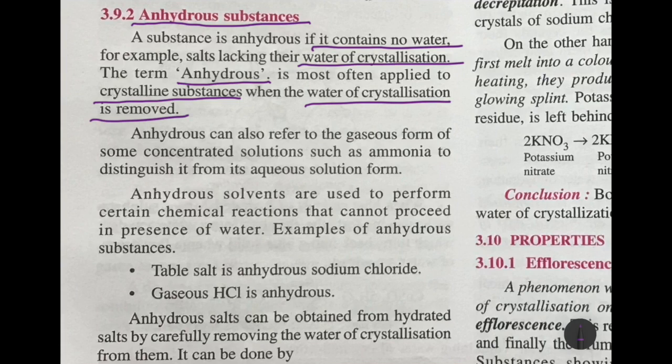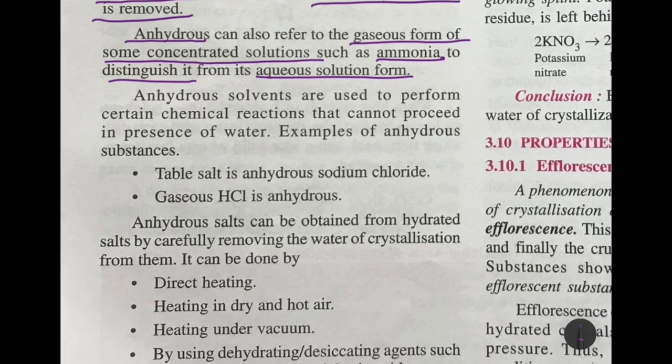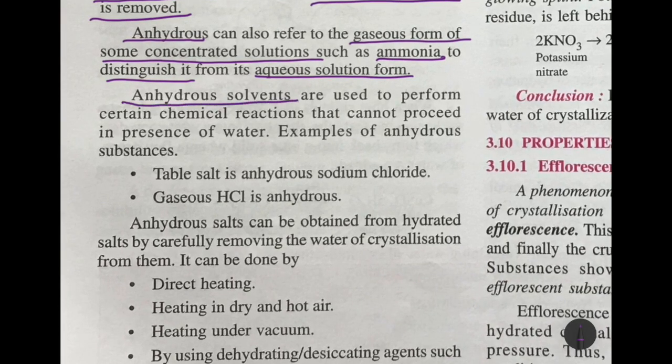Okay, and when we talk about anhydrous, it also refers to the gaseous form of some concentrated solution such as ammonia, to distinguish it from its aqueous solution form. When we say anhydrous ammonia, that means it is gas, ammonia gas. Okay, and when we say aqueous ammonia, that means it is in solution form. Now, anhydrous solvents are used to perform certain chemical reactions which cannot take place in the presence of water. So what must we use? We must use anhydrous. Anhydrous means in the gaseous state.